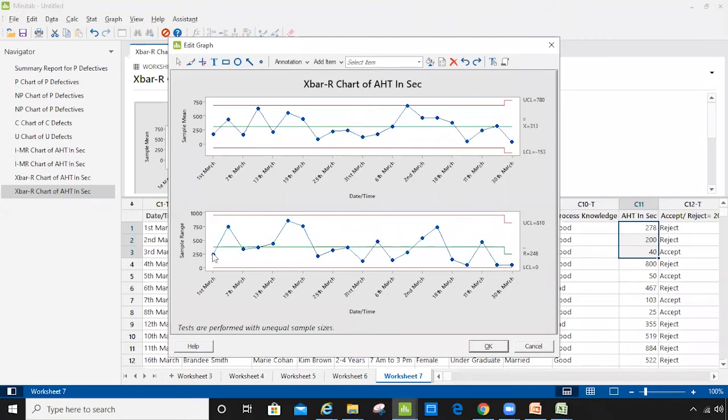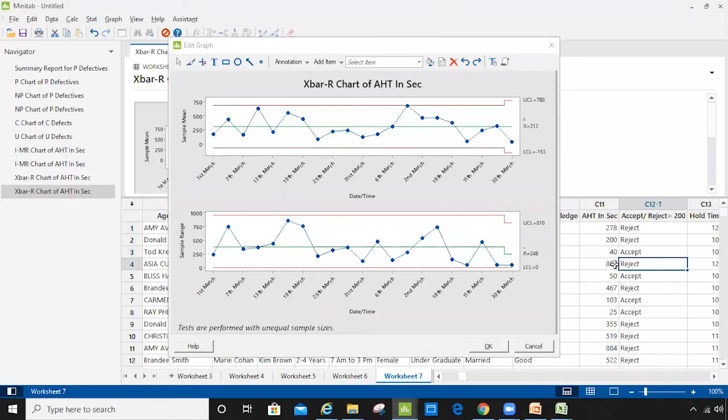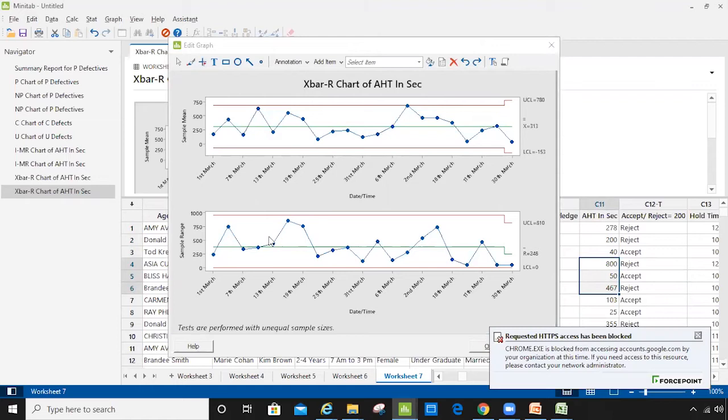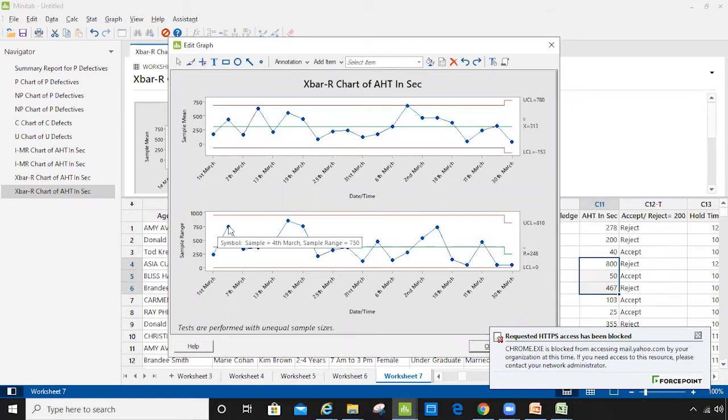So that's what 238 talks about. Okay, and then the remaining 3, which is 800 minus 50, is 750. You can see 750 here. So these X bar R charts talk about the different data points and what sort of variation they have. In this example, you see there is no special cause variation observed because we have taken the difference of 3 sample points here. So in the sample mean also there isn't any special cause variation, and neither in the sample range.